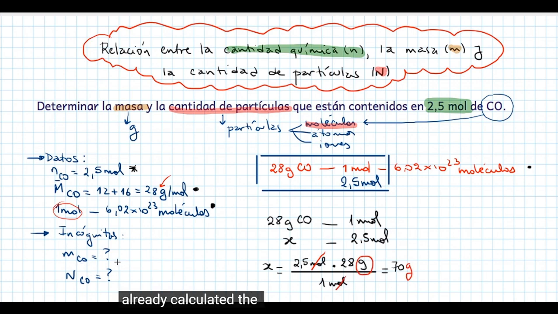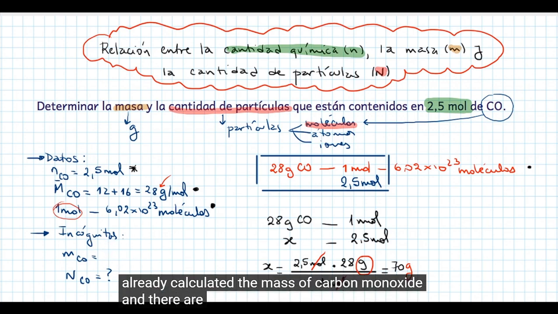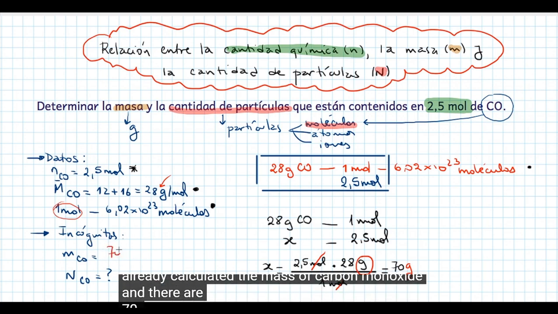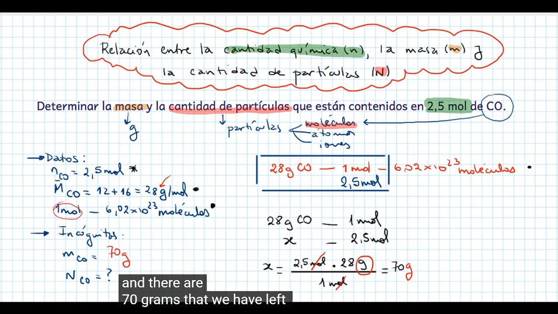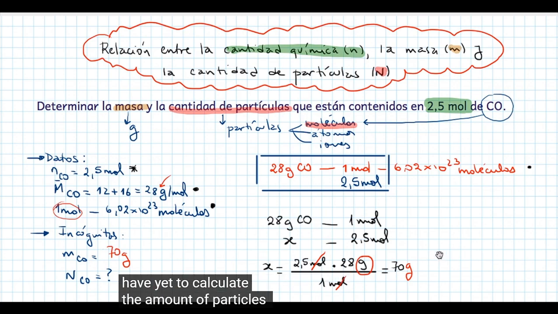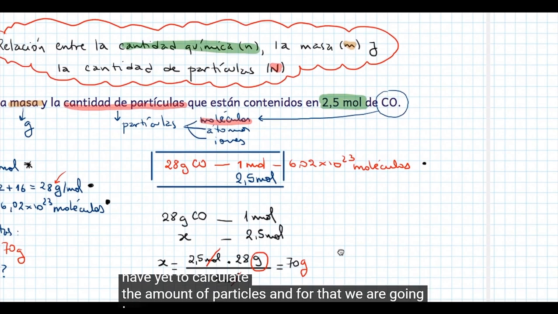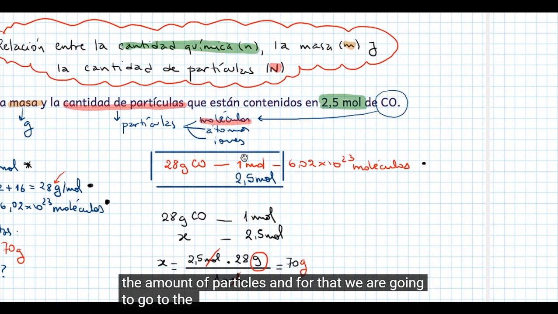I already calculated the mass of carbon monoxide, which is 70 grams. What we have left to do is calculate the amount of particles, and for that we are going to go to the other part of this data.